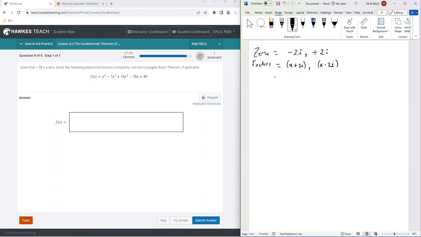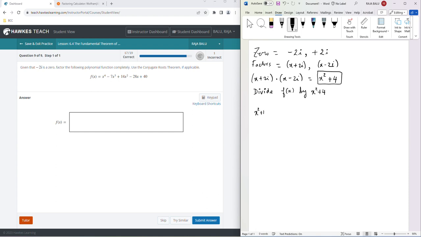Since these two are imaginary, I'm going to go ahead and multiply them to get a nice real factor here. x plus 2i times x minus 2i. If you do the FOIL rule and figure it out, you'll get x squared plus 4. So now I'm going to use this x squared plus 4 and divide my polynomial f of x. So I'm going to divide f of x by x squared plus 4, because x plus 2i and x minus 2i both are factors, so that means they will do a clean division. So let's give it a shot.